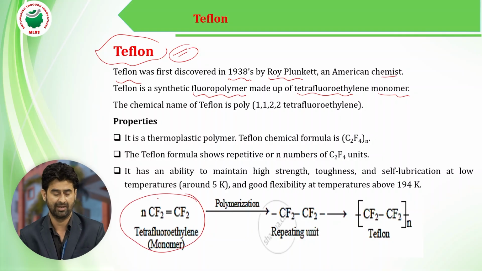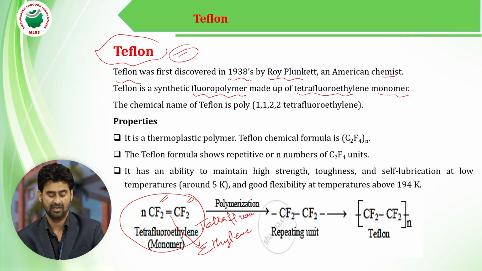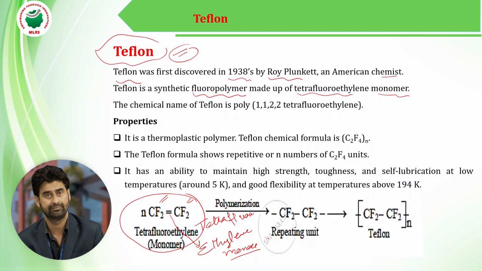Tetrafluoroethylene monomer. Tetra means there are 4 fluorine atoms, and the double bond is there, that means ethylene. Tetra means 4 fluorine, tetrafluoroethylene. These monomers combined together by addition polymerization form Teflon.